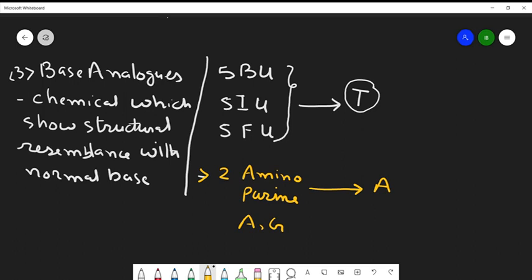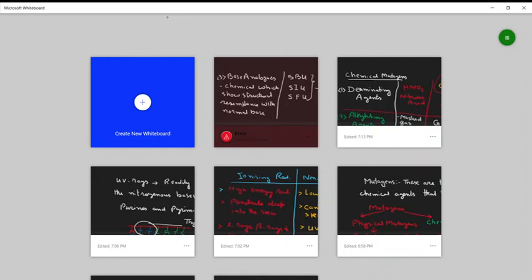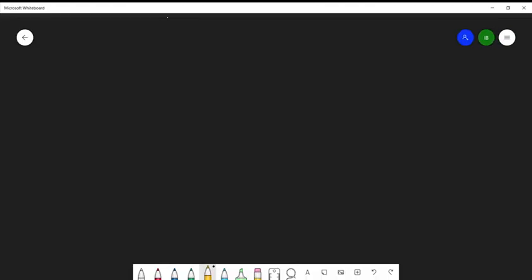Moving ahead, now we will talk about another category of chemical mutagens, the hydroxylating agents. This is the fourth type of chemical mutagen. These are called hydroxylating agents.